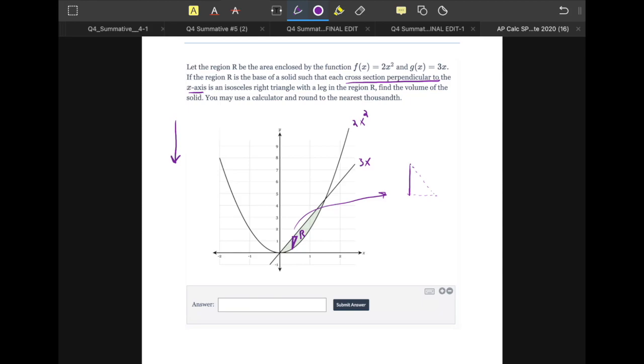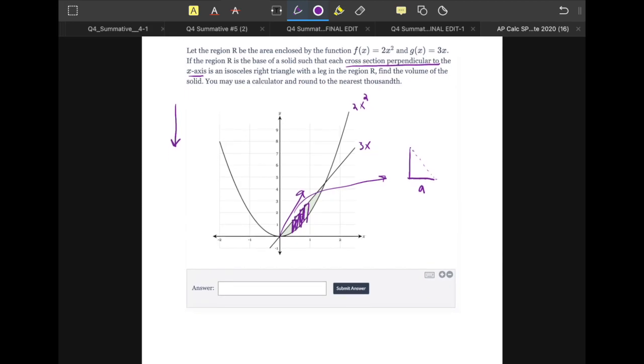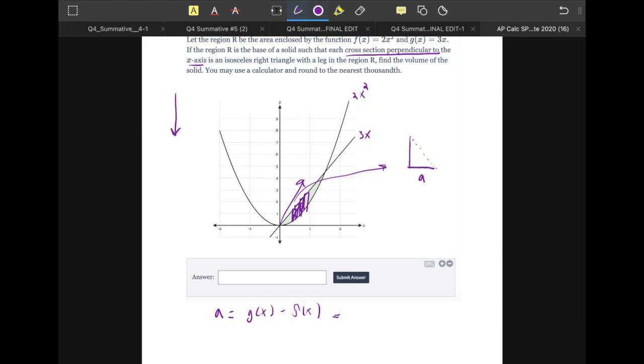Well, what you want to imagine here is a bunch of these isosceles right triangles coming out of the page into the z-axis. They're going straight up, and we need to find the area of each of these triangles. Well, it's just going to be 1/2 times the base squared, 1/2 base times height. And this base is equal to g of x minus f of x, right? Because in this region, g of x is on top. And so this is going to be 3x minus 2x squared. And so that's going to give us this right here.